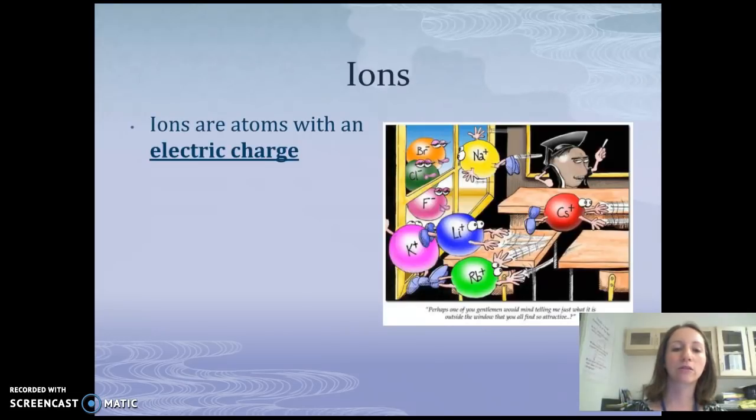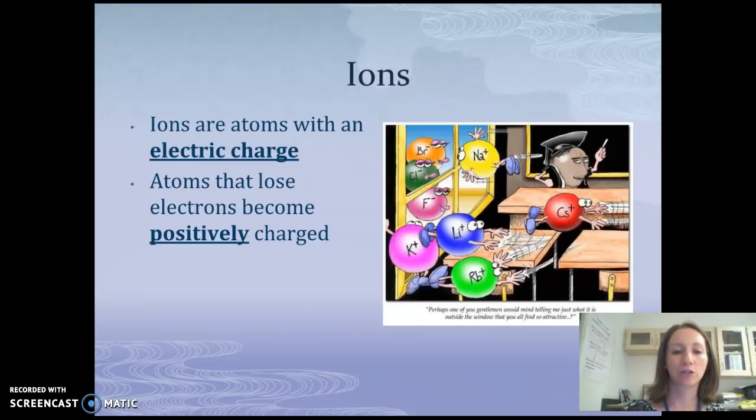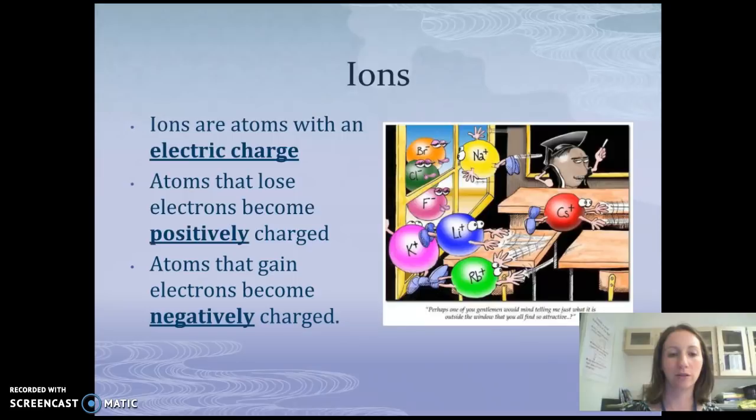Ions. So ions are atoms with an electric charge. If an atom loses an electron, it becomes a positively charged ion. And if it gains an electron, it becomes a negatively charged ion.